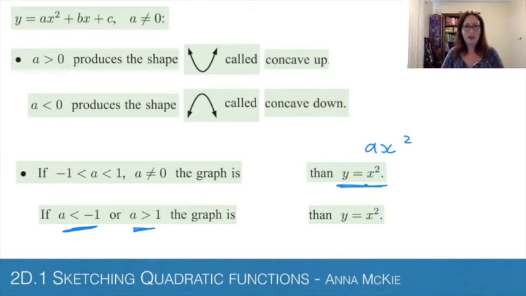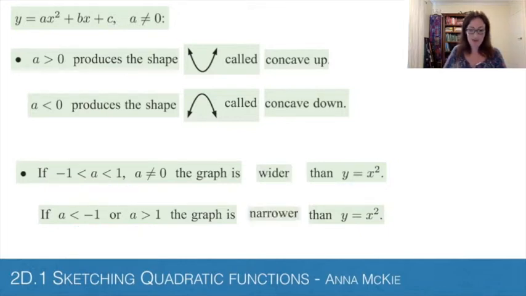One will widen and one will narrow, and the opposite one if A is a fraction or a number less than 1, and the order that it's in is if it's a large number, it's actually going to narrow it. You might have thought it would be the opposite, but it's not. And a smaller fraction number will widen out the parabola.